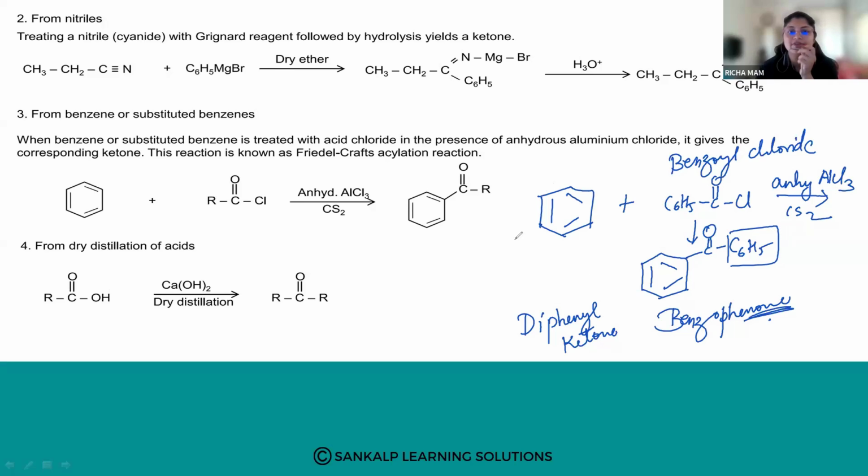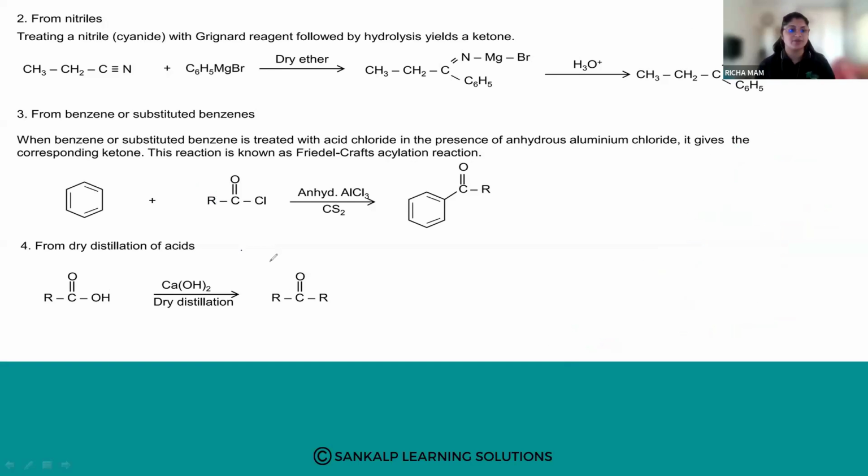So we can obtain R, which can be an alkyl group or an aromatic ring, from an aromatic substituted chloride. This is a Friedel-Crafts acylation reaction. This is not there for your syllabus, so we'll keep this aside. These three are there for your syllabus, so please practice them.